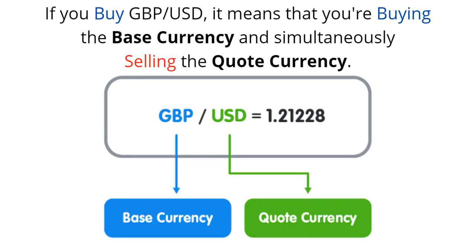And if you buy GBP USD, it means that you're buying the base currency and simultaneously selling the quote currency. That's what happens when you put on a trade. You're simultaneously buying and selling. It's important for you to know.